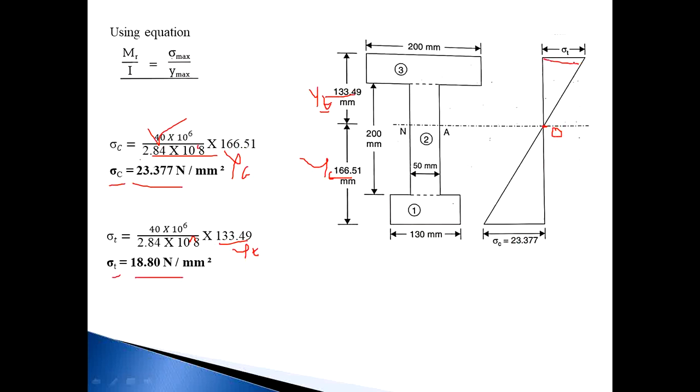Join them with a straight line. This is your compression, this is your tension stress. This is the solution for an unequal flanged or unequal section.